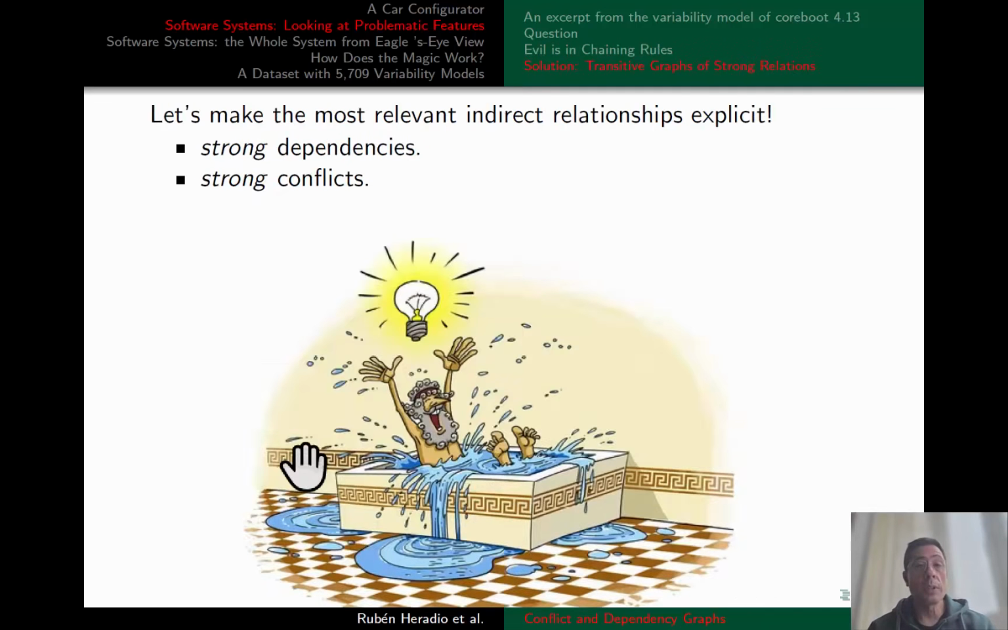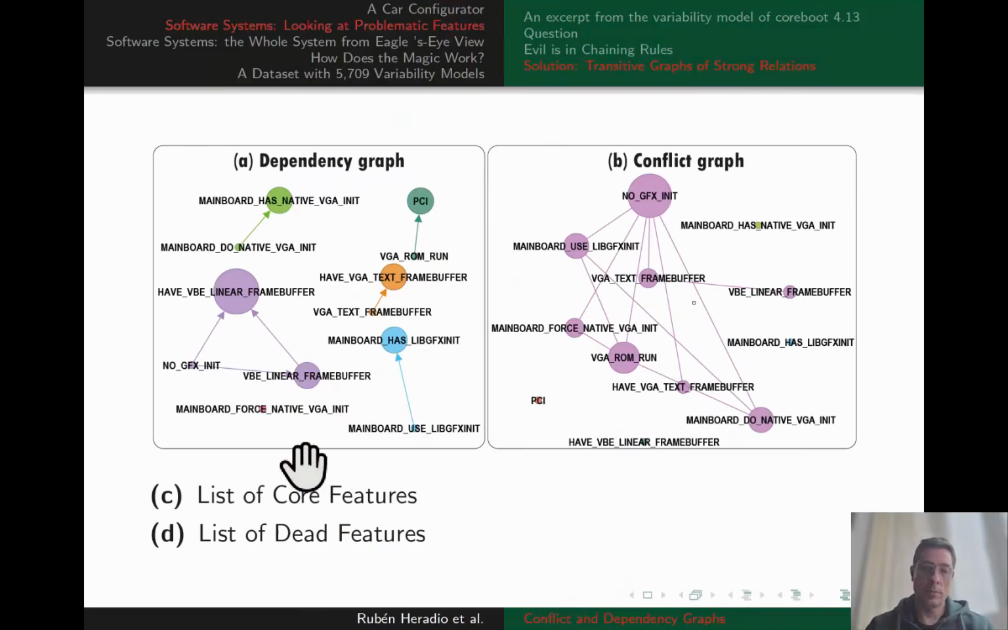What do we propose to deal with all those indirect relationships? Well, what we propose is to make explicit the most important ones, which are strong dependencies and strong conflicts. Here, with strong, I mean relationships that are held in every configuration of the variability model. So the basic idea is that from a variability model, we are going to extract automatically all strong dependencies and all strong conflicts, and we are going to model them as graphs.